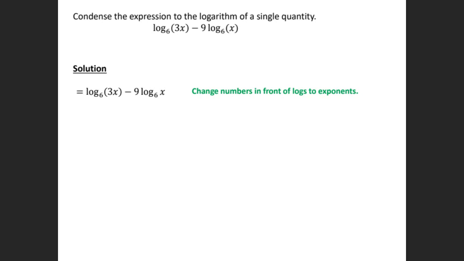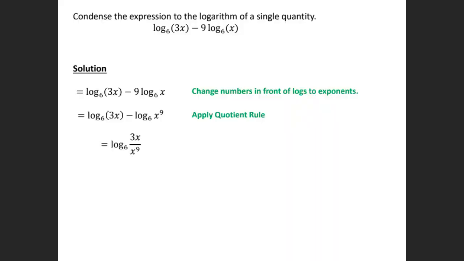But first, before I do that, I have a power rule that I have to apply. Whenever you see numbers, we have to take care of those first. So this 9 is being multiplied to the log base 6 of x. Rewrite this as log base 6 of x to the 9th. Now I can apply my quotient rule now that I have single logs. My answer is going to be log base 6 of 3x divided by x to the 9th.